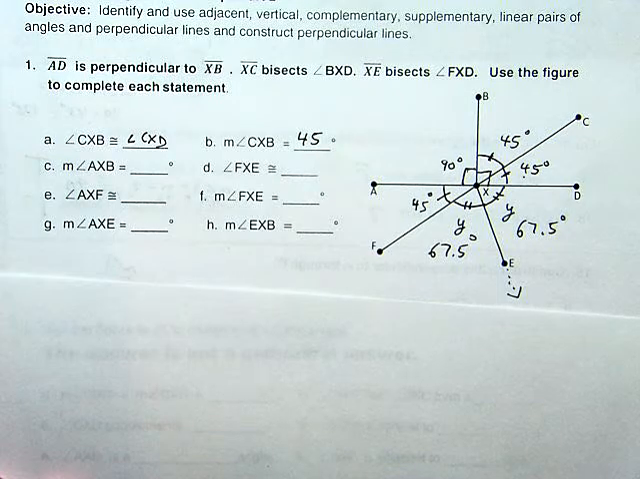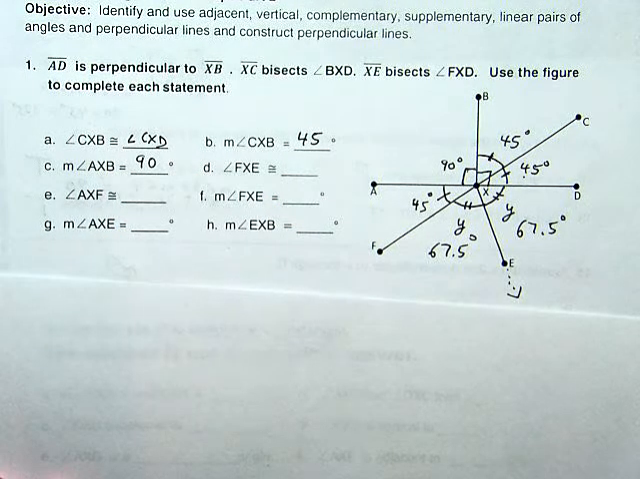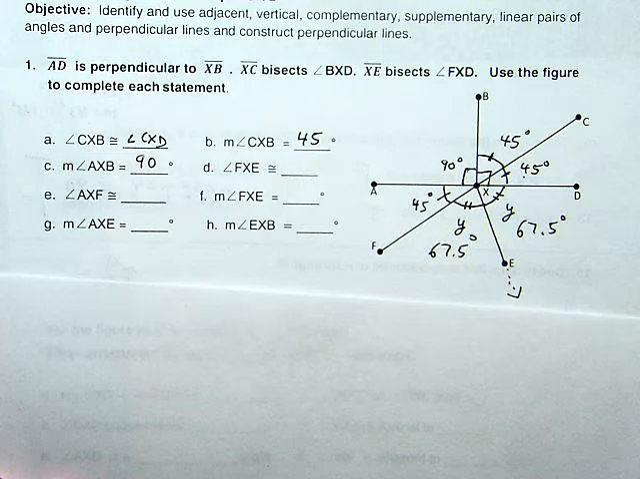Good. C, the measure of angle AXB. Well, AXB is a right angle. We've already written in that it's 90 degrees. Okay. Angle D. Now this is a congruent statement. Angle FXE is congruent to which other angle? Well, angle FXE would be congruent to angle EXD.